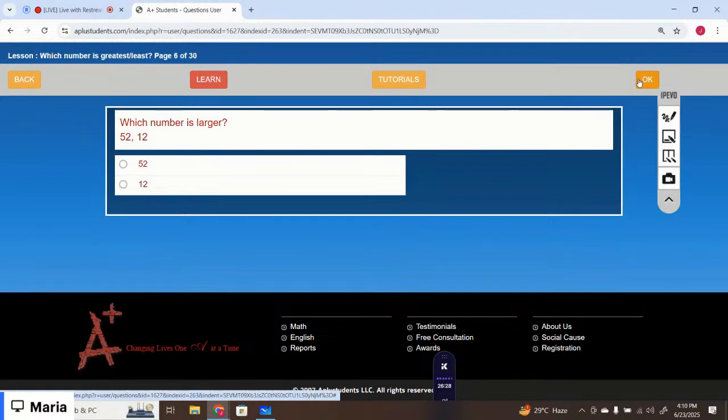Which number is larger? 52 and 12. Which is the correct option? That is 52. The larger number is 52. Option number one is the correct option.